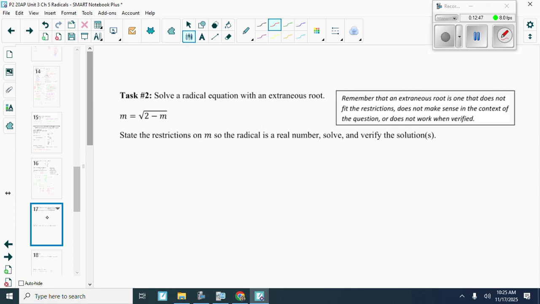Okay, so first thing I'm going to do is state my restrictions. I take my radicand and I make it greater than or equal to 0. Because I divided by a negative, my sign flips. Okay, so you should have m is less than or equal to 2. Just make sure that you notice this.